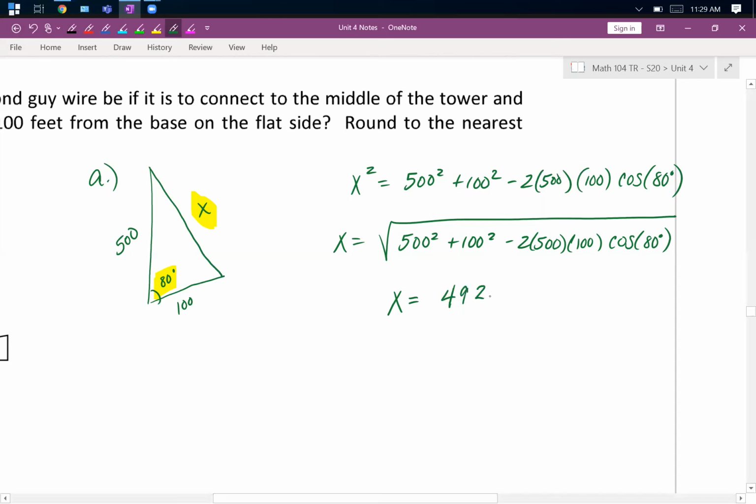We should get 492.58, and our unit is feet. Questions, anybody?